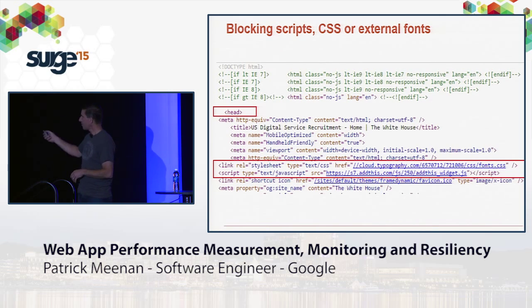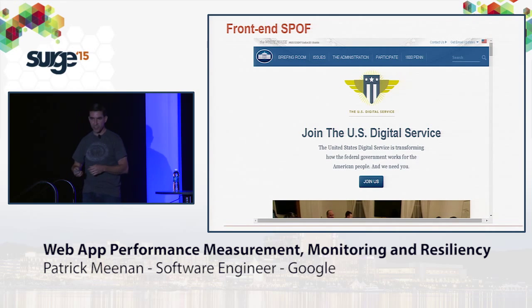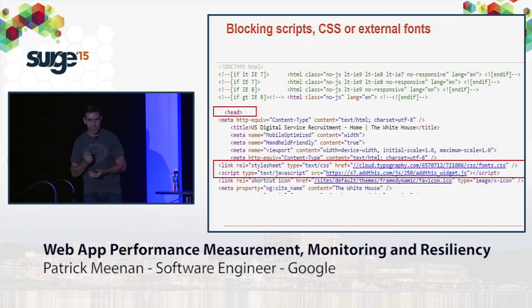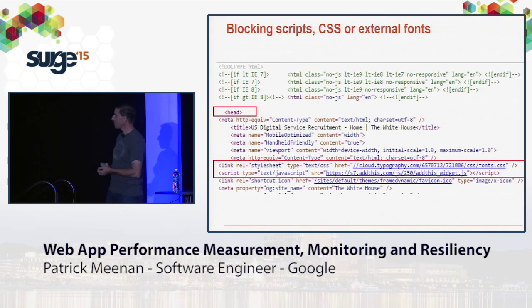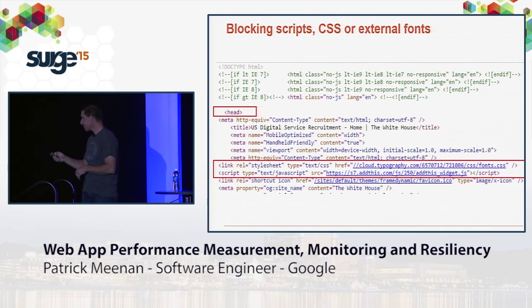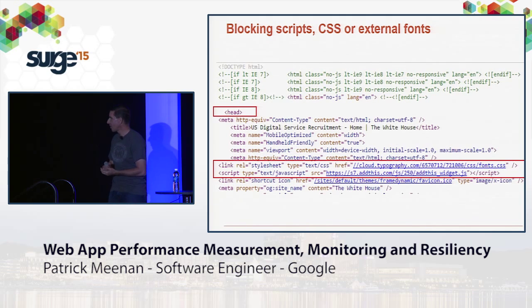In this case, I'm using the US Digital Service page as an example. I think it's running on the White House's digital publishing platform, and they inherited some things. And one of the things they inherited was a blocking AddThis widget, which is actually not displayed anywhere on the page. But conveniently, it's loaded in the head. And they're also loading some fonts from typography.com.